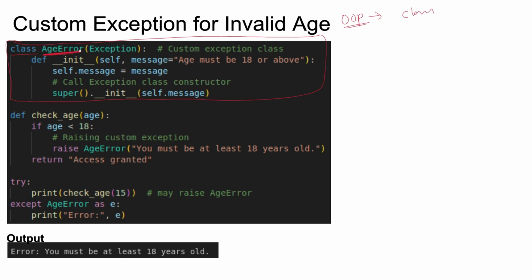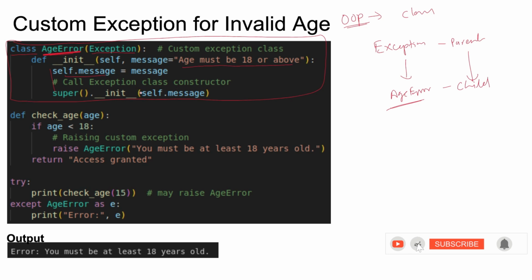AgeError, just like we have FileNotFoundError, and it is importing Exception. So Exception is your base class or parent class, right? And it is inherited into this AgeError. Now it will also become an exception, and this is your child. You can say this is a parent-child relationship. This is inheritance, right? This is your constructor. Whatever message you pass, it will send this message to the Exception class.